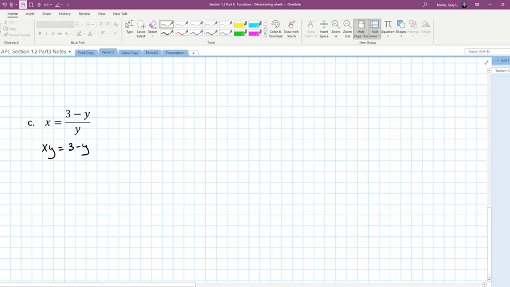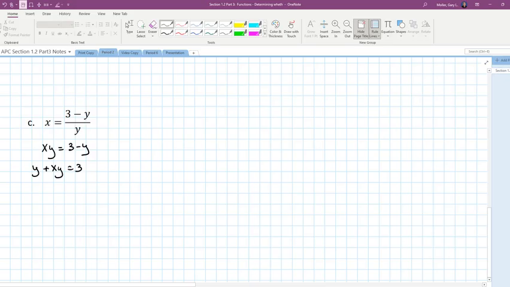Okay, still don't love it. If I want to get x by itself, I would just go in a circle back to where I started. If I want to get y by itself, I guess I need to add this y to the other side. So I'll do that. I get y plus xy equals 3.